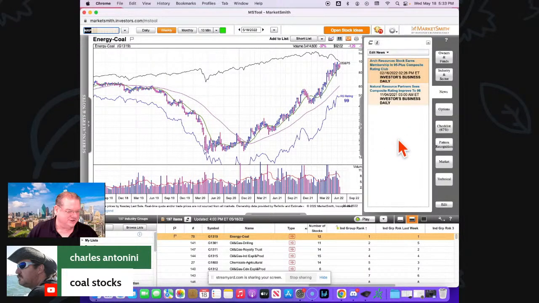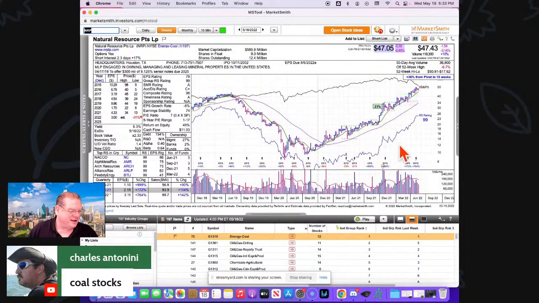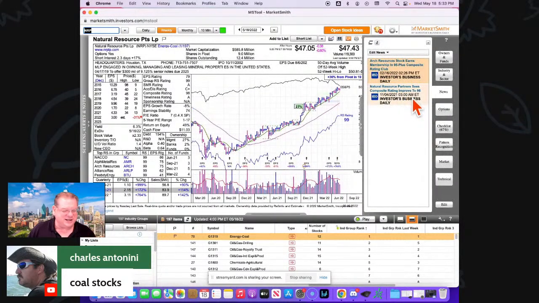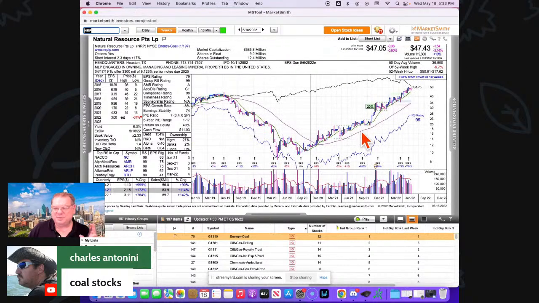NRP probably is. Again, I'm looking at the weekly chart here, by the way. This one is just kind of stair-stepping up, and it's looking pretty good, but extended as well. So this is the issue you're going to have buying anything in the coal area. I don't have any coal stocks, and this is primarily why, because they are all extended.